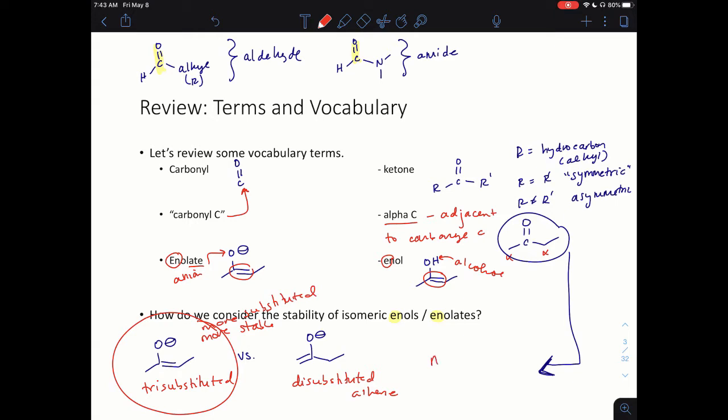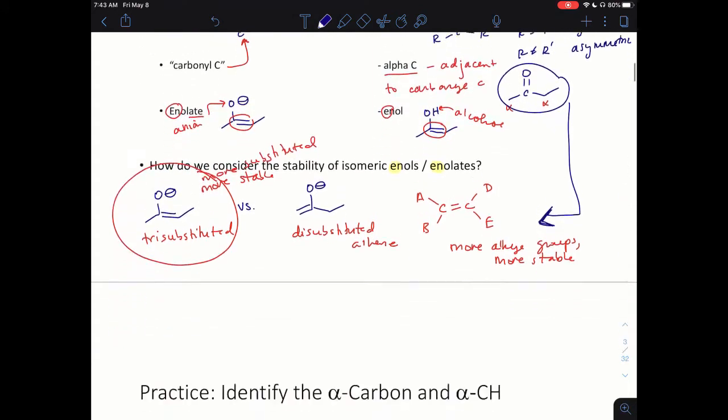Remember, when we consider alkene stability, we're thinking about the 2 carbons of the double bond, and each of those carbons is bonded to 2 groups. And then you're thinking about how many of those groups are not hydrogen, are alkyl. So the more alkyl groups, the more stable. Excellent. Let's keep going.